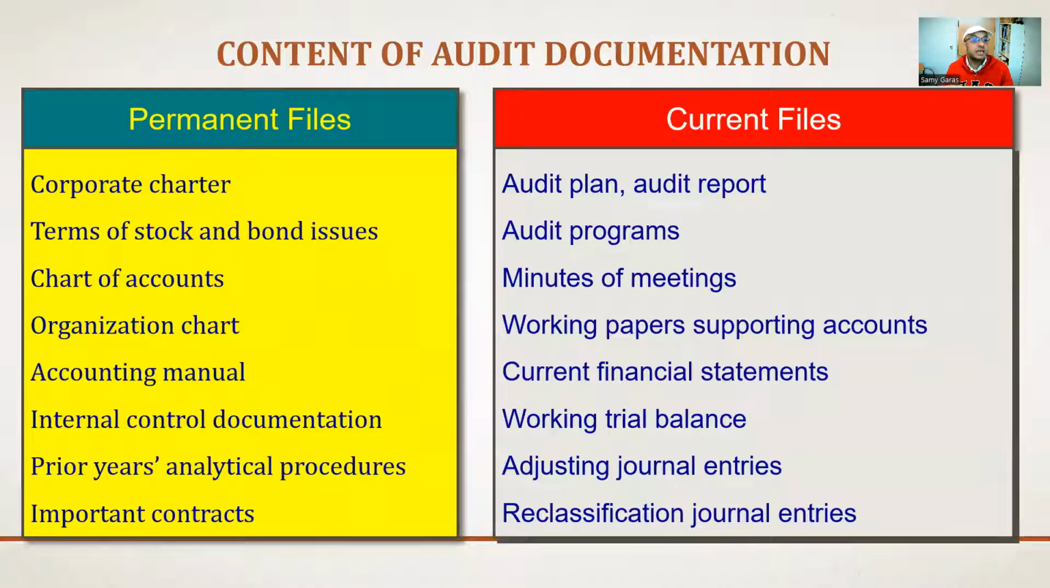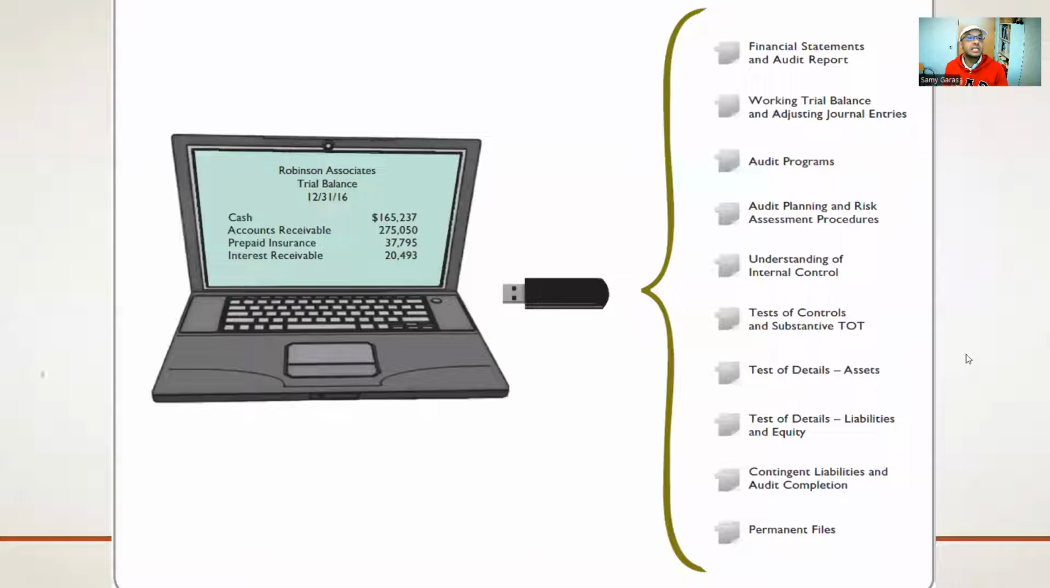But the current files keep changing every year. So the audit plan keeps changing. So we have to keep the current files on our system for that engagement: the audit program, the minutes of meetings, working papers, current financial statements, working trial balance, adjusting entries, and journal entries. So we have two main sections of the audit documentation, permanent and current. And as I said, we keep them in folders on our computer before we go to the client.